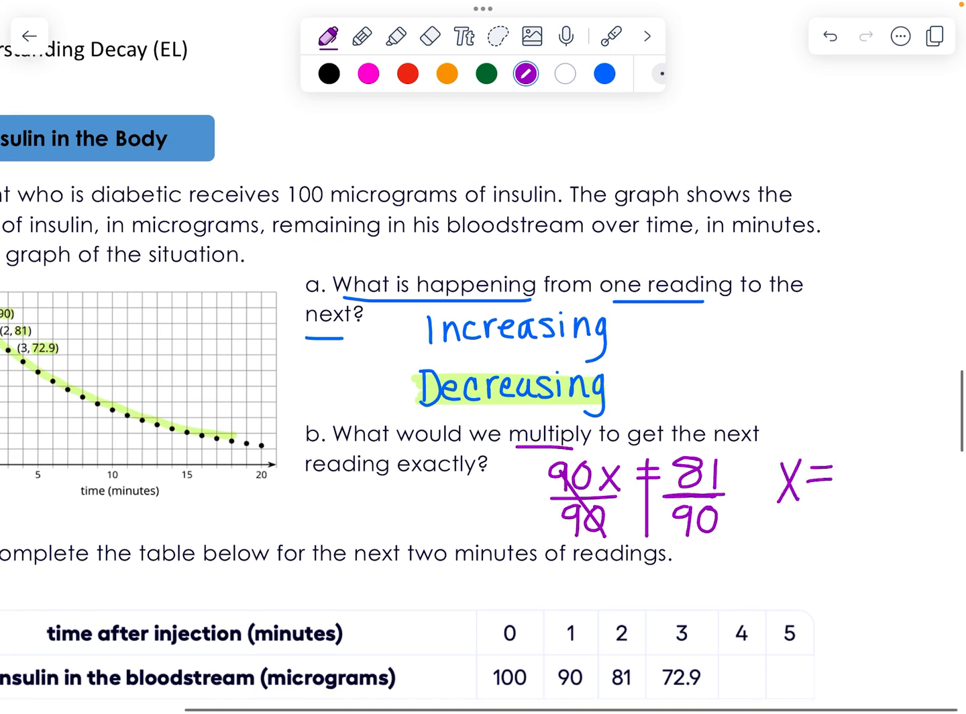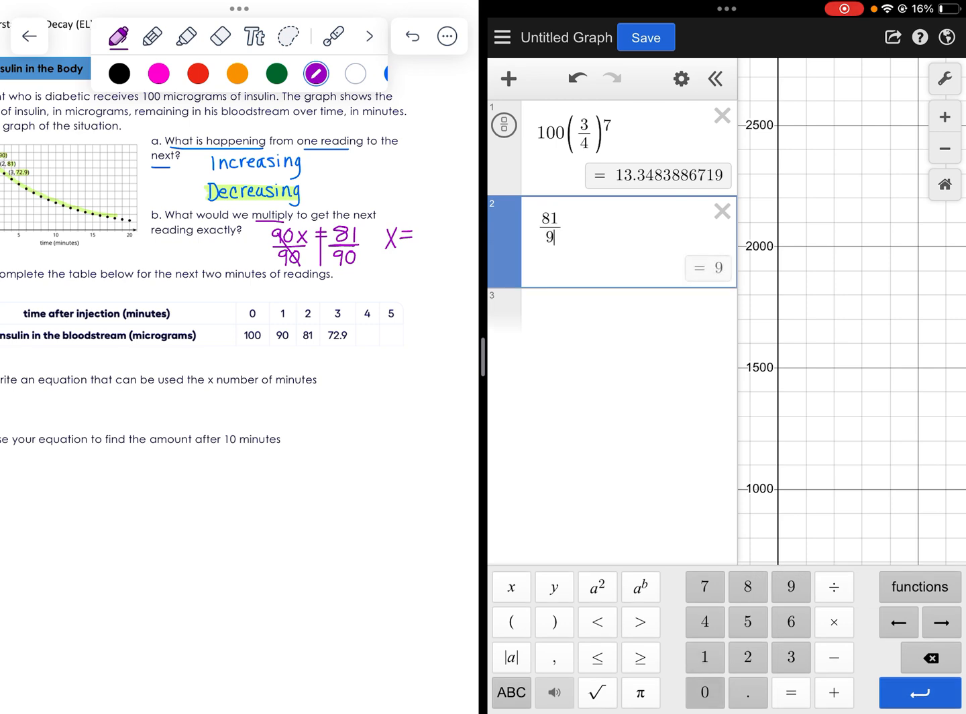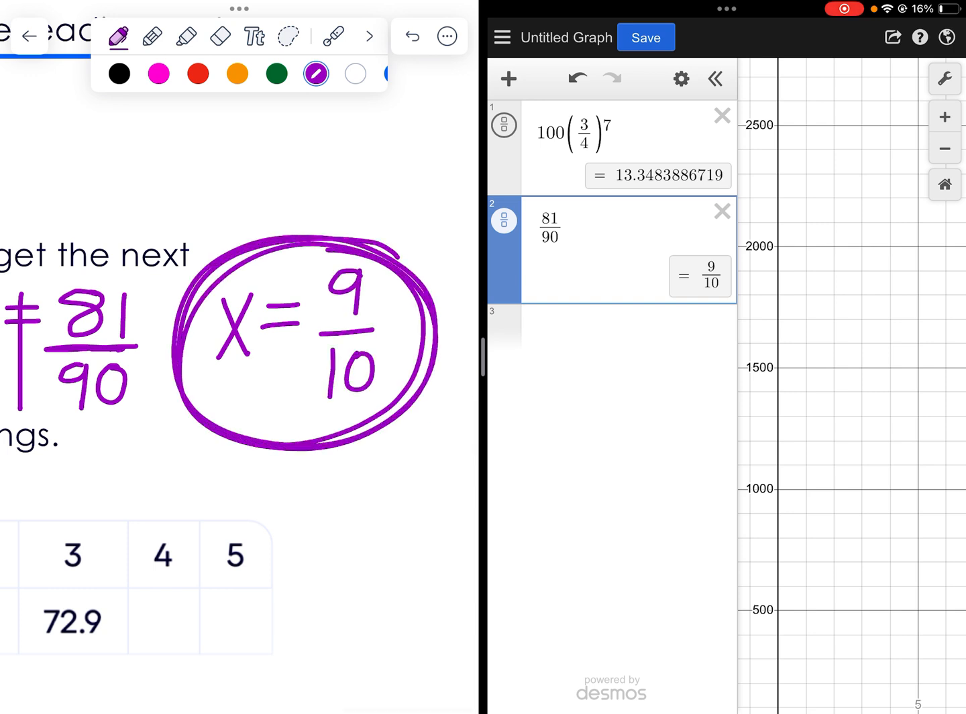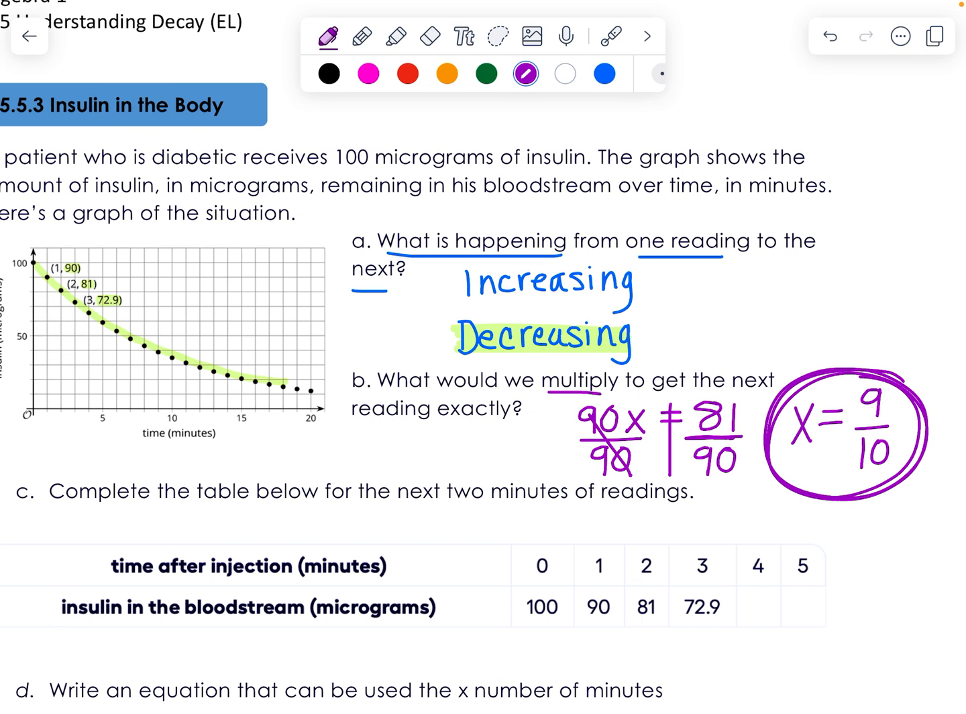So x equals, use our calculator, 81 divided by 90 is 9 over 10. On the calculator, make sure you hit the little fraction button in the blue. It changes it from decimal to fraction. Not sure if you can see that. But that is the value that we would multiply by. So now that we have our growth factor, we can complete the table by multiplying the 9 over 10 to get the next number.